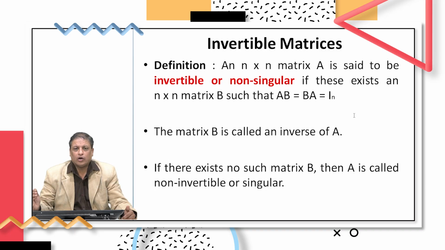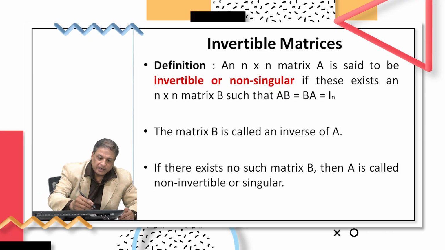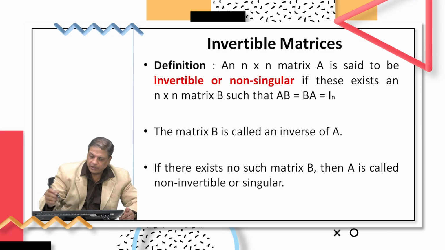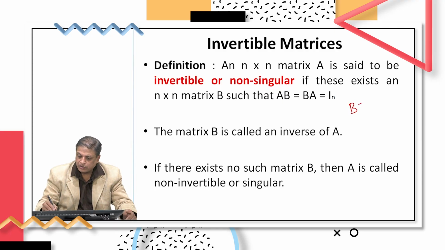Now, what are invertible matrices? Invertible matrices are also known as non-singular matrices, and these are matrices of order n cross n. Say A is a matrix of order n cross n. Then there exists a matrix B of order n cross n such that A into B is equal to B into A is equal to an identity matrix. So that means B is the inverse of A.